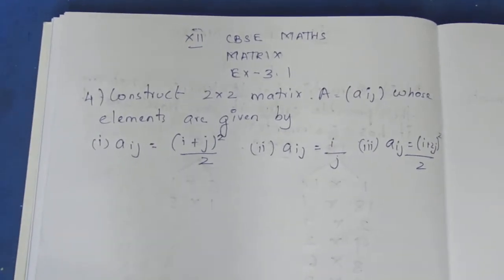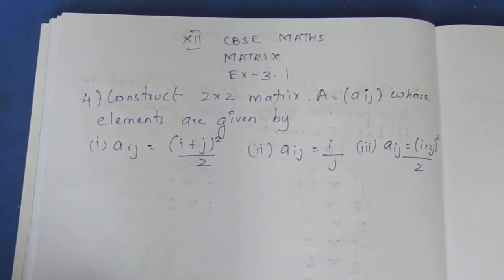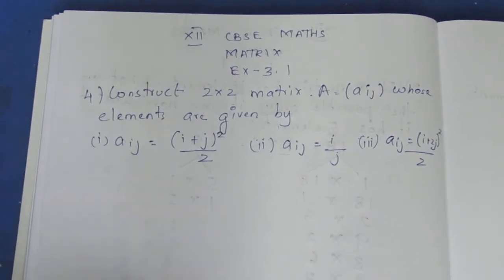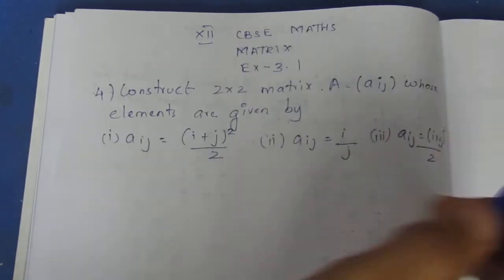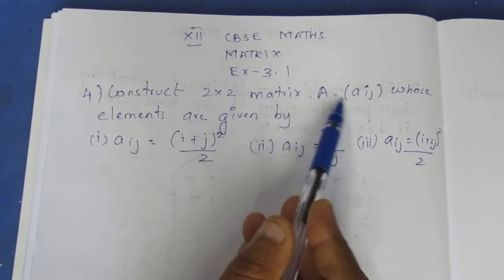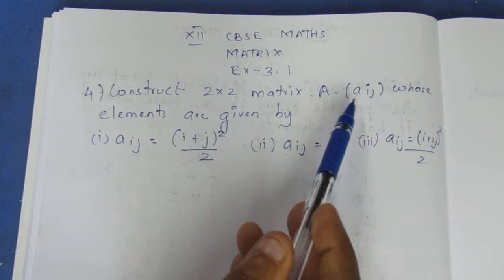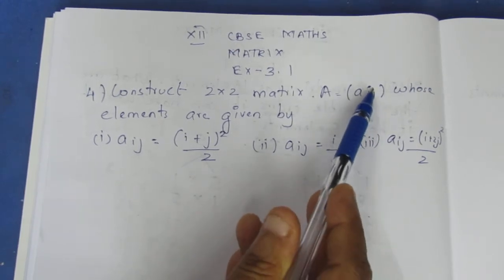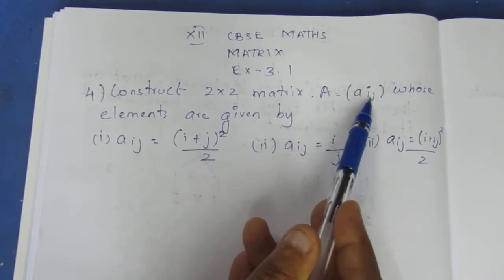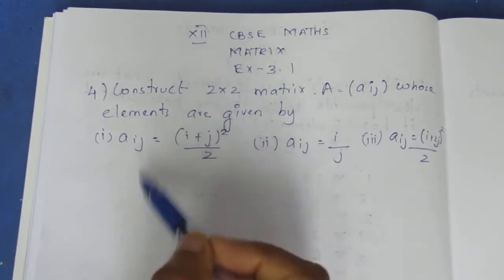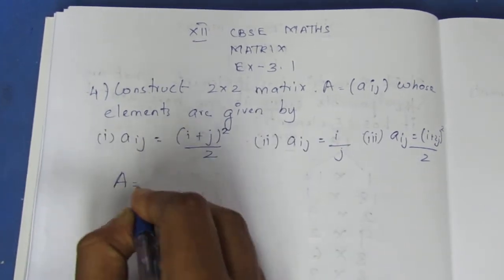Today we are going to see 12 CBSE Maths Matrix exercise 3.1 question number 4. Let's see the question. Construct a 2 by 2 matrix A = [aij] whose elements are given by. Here they have given A is equal to aij. Here i will be the row and j will be the column. Here we need to construct a 2 by 2 matrix.